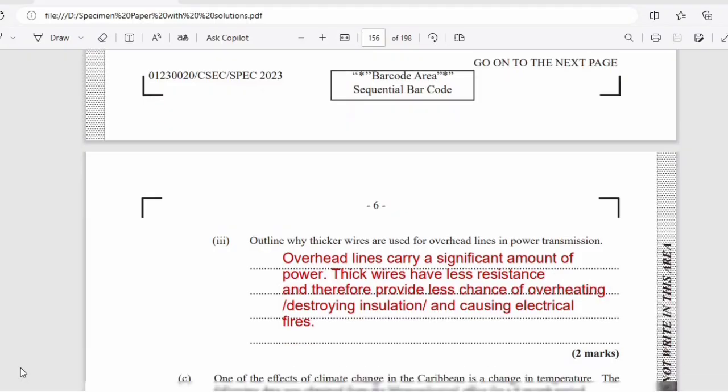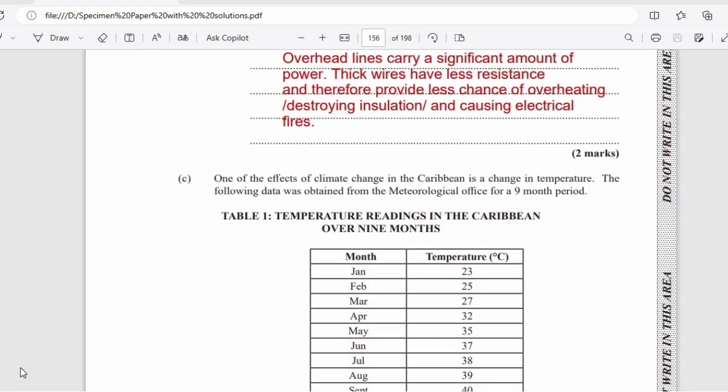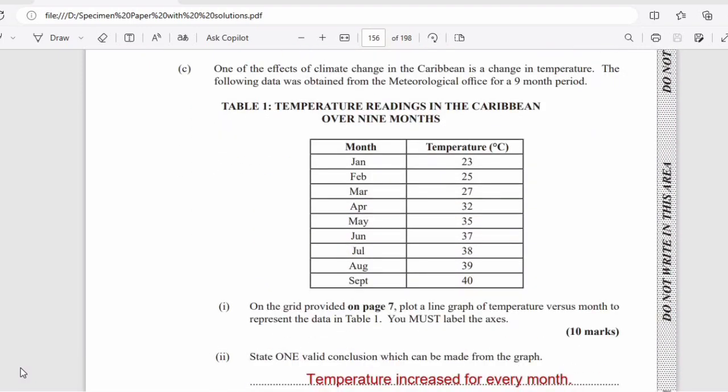So that's for 2 marks. The next part of the question says, one of the effects of climate change in the Caribbean is a change in temperature. The following data was obtained from the Meteorological Office for a 9-month period.